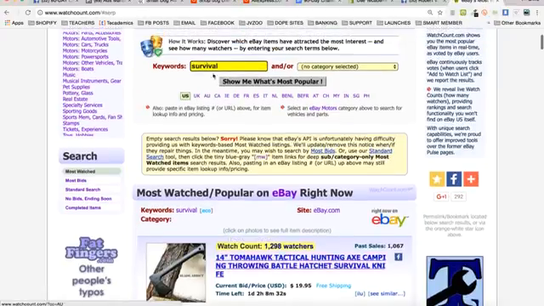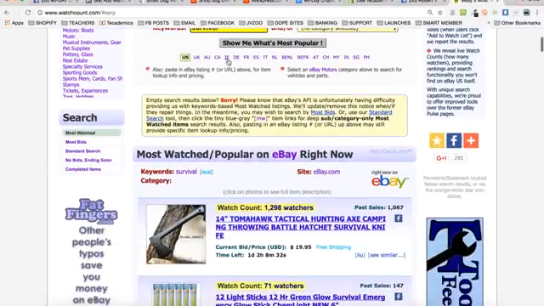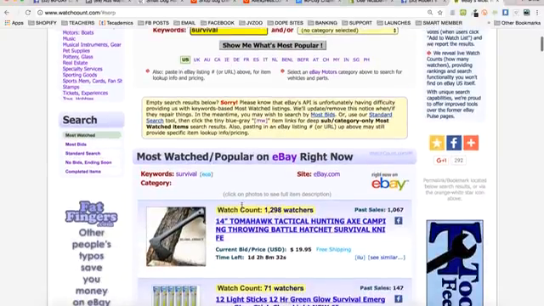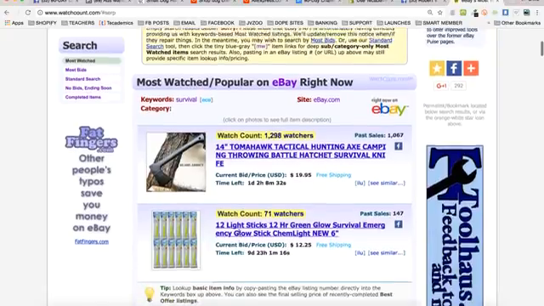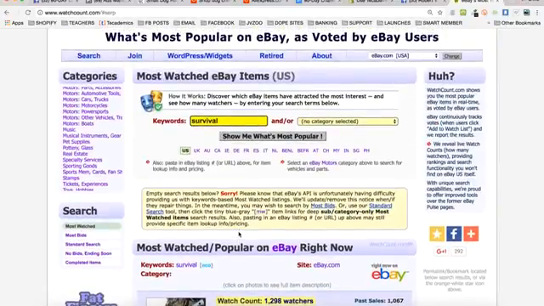If I was thinking about going into the survival niche, if I came over here to Watch Count, and Watch Count is saying that the most popular things in the survival niche are built around bladed items, then that's the type of product that I want to go into. And so that's the key strategy I use for finding what type of product direction I want to go into. And that's exactly what I did when I found my first product.